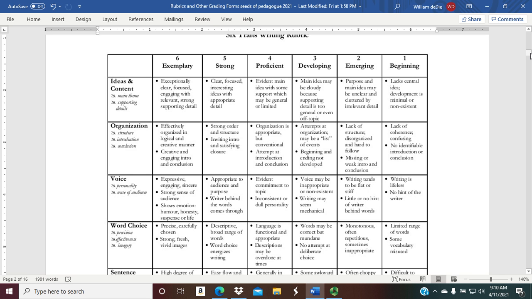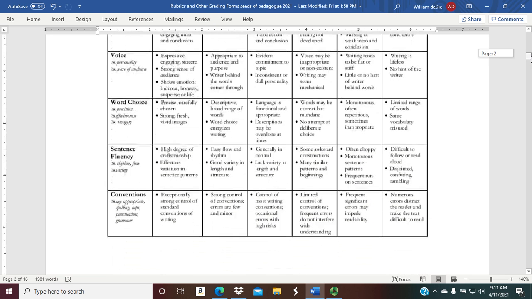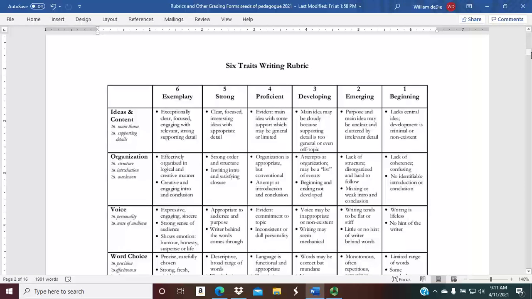At the beginning of each row, the characteristics of the written piece that would be examined are listed: ideas and content, organization, voice, word choice, sentence fluency, and conventions. Each of the cells then describes those characteristics at the different levels of writing. For example, with ideas and content, the beginning writer lacks a central idea and development is minimal or non-existent. At the emerging level, the purpose and main idea may be unclear and cluttered by irrelevant detail.